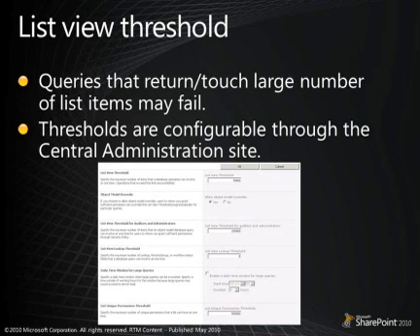SharePoint 2010 introduced a new list view threshold functionality which will restrict querying too large amounts of items at once. This means that if you have more than 2,000 items in a single list in 2007 and everything works properly, you can run into issues in the 2010 platform due to throttling.